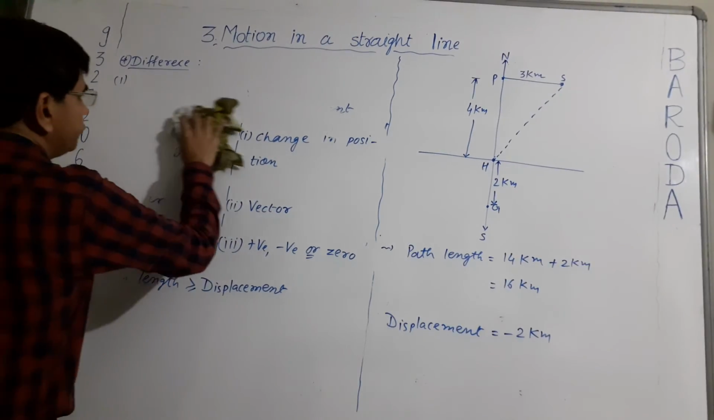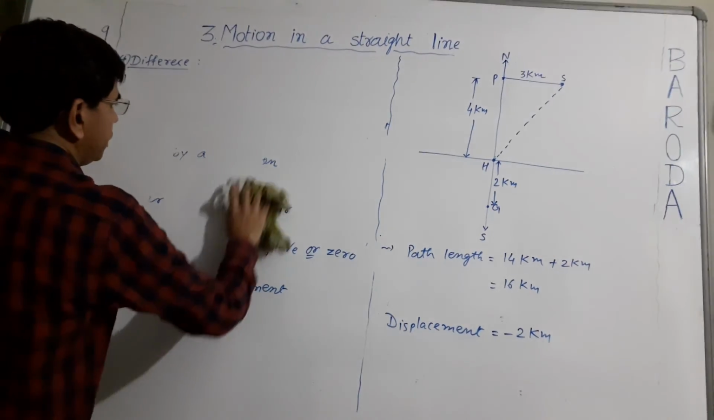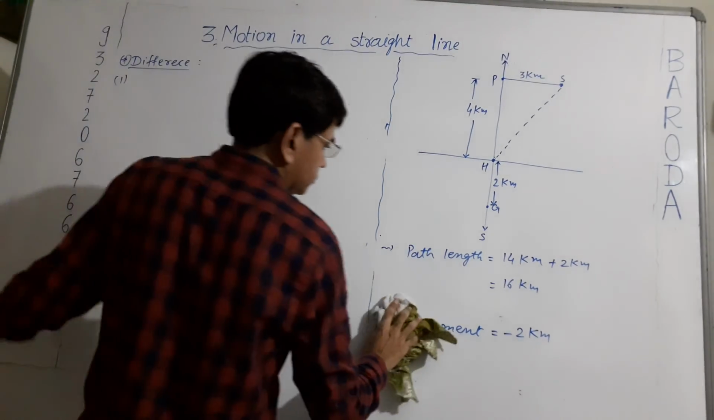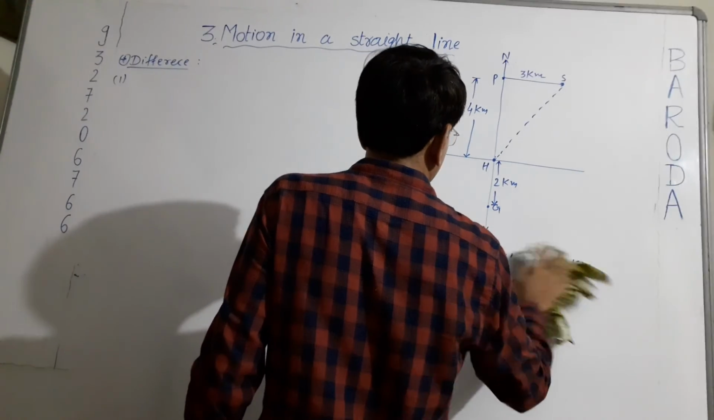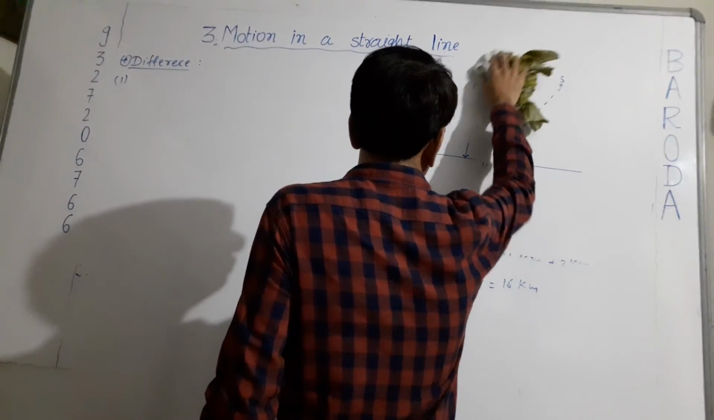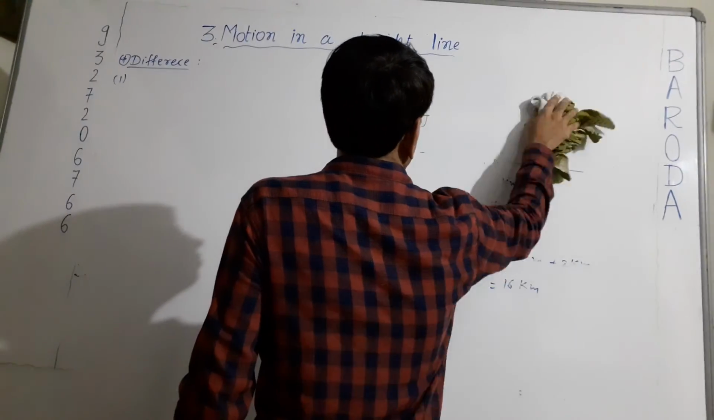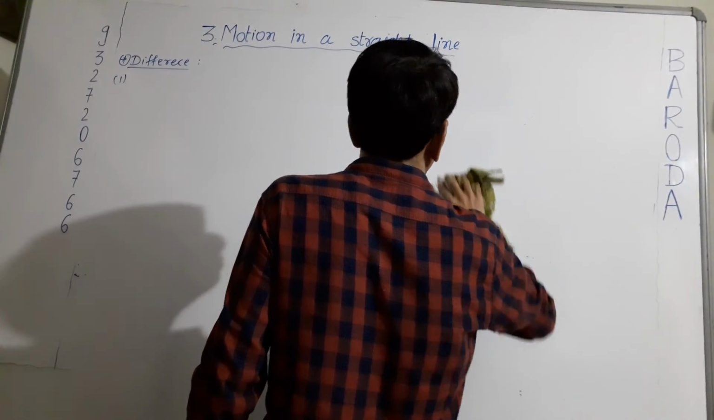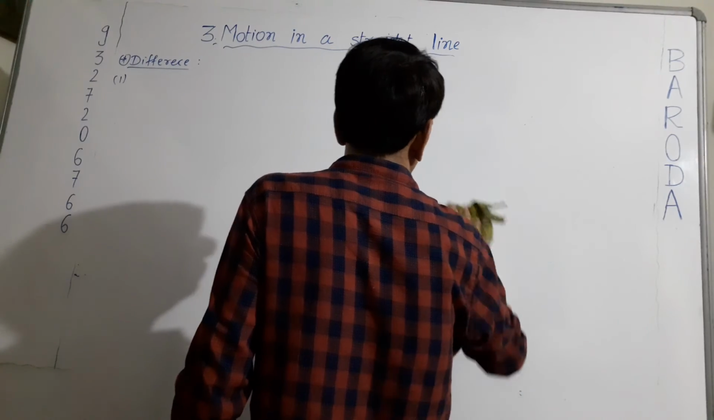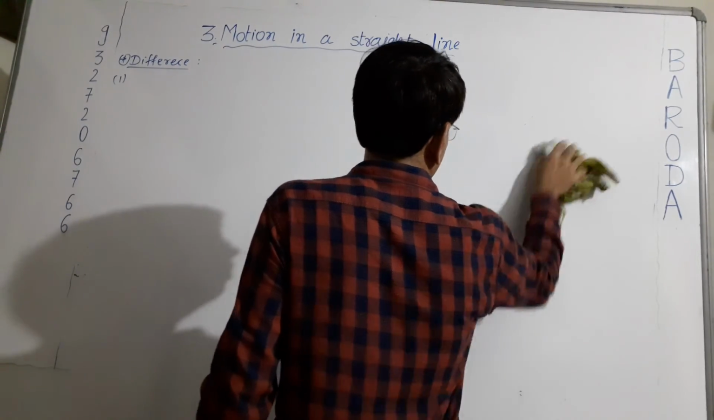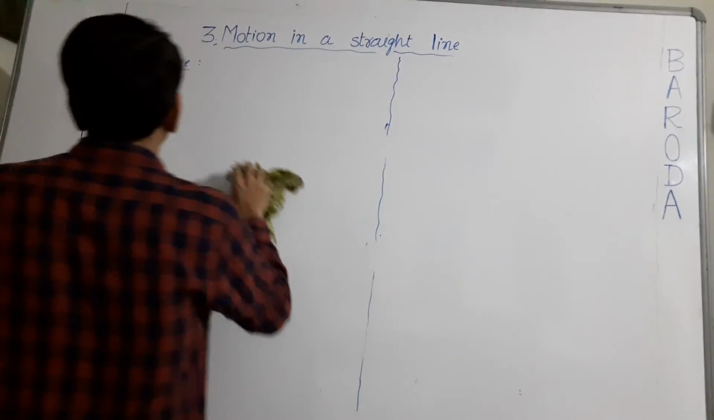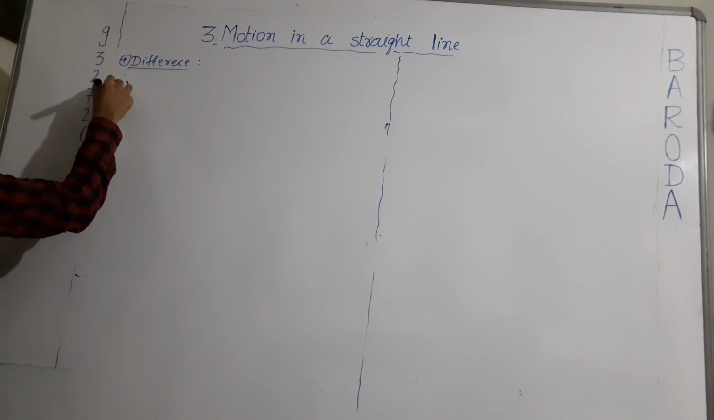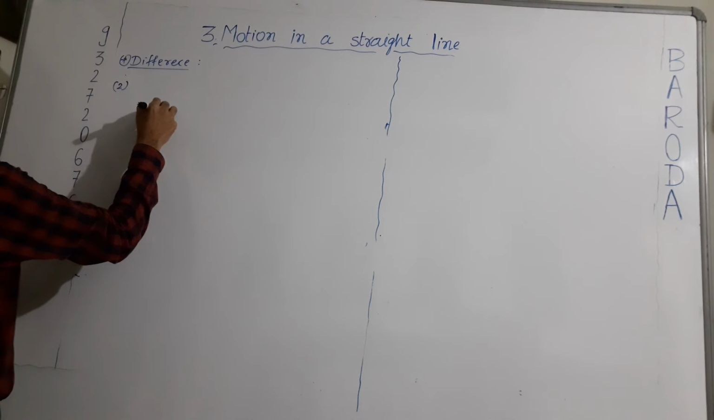Now we will see the difference between speed and velocity. These topics were in 9th standard and they are in 11th standard also. So the difference between speed and velocity.